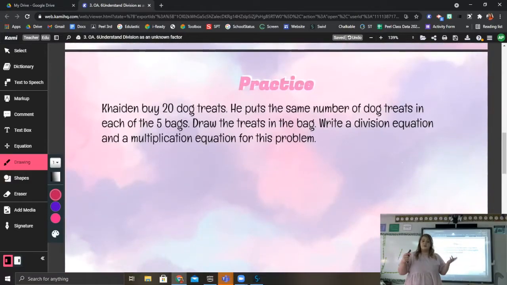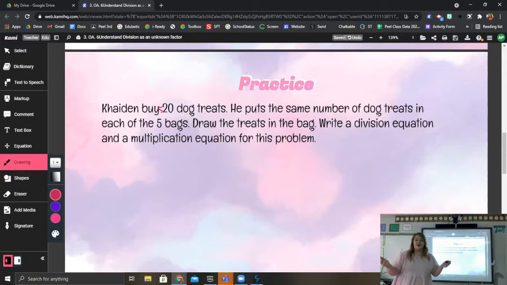We're going to go over a few practice problems. The first one is a word problem about my friend Caden. Caden buys 20 dog treats. He puts the same number of dog treats in each of the 5 bags. Draw the treats in the bag. Write a division equation and a multiplication equation for this problem.